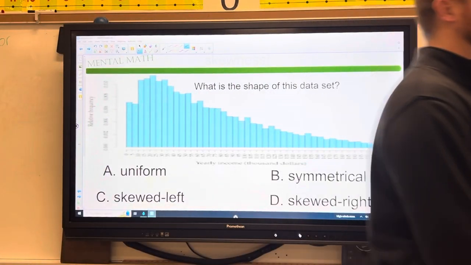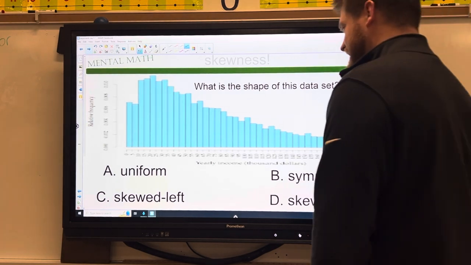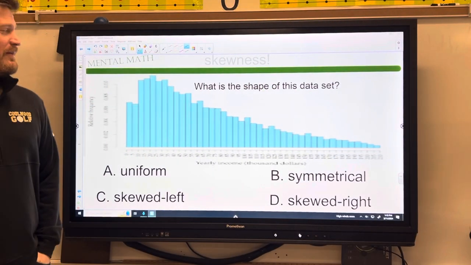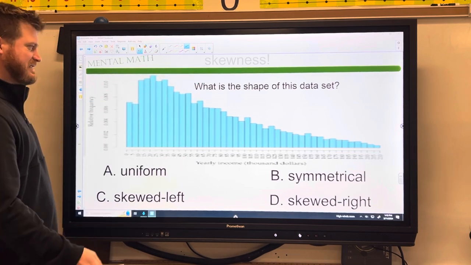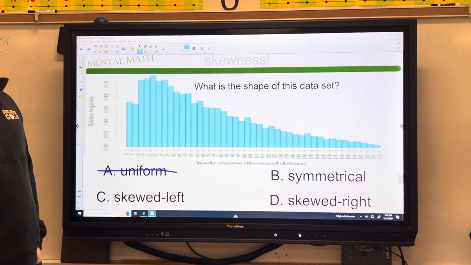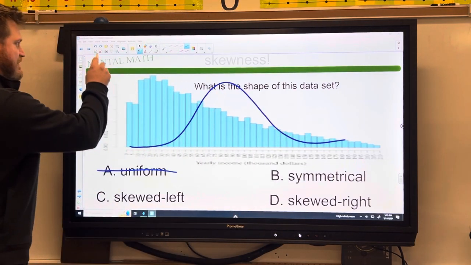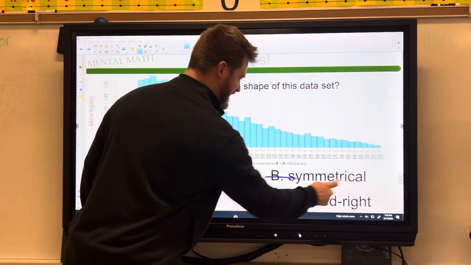Oh, it's back. Skewness. What's the answer? Remember, skewness is where it is tailing off to. If this was uniform, these would all be about the same heights. It's not A. B, symmetrical is like the bell curve, we're going to call it. Same on both sides. It's not B.